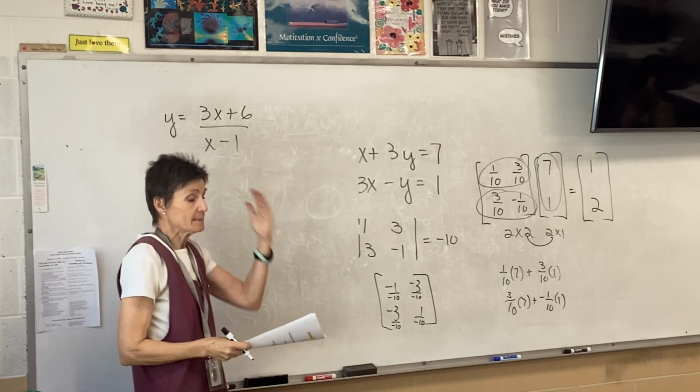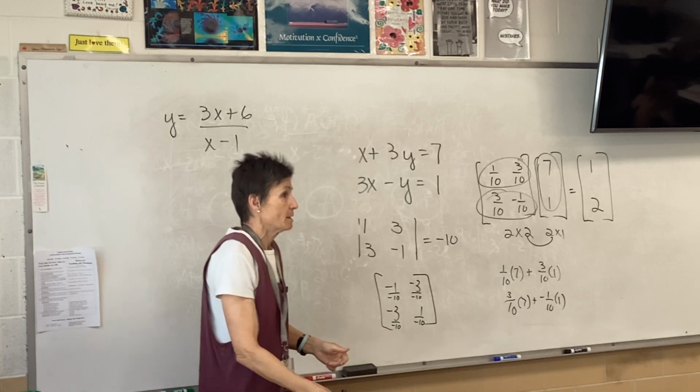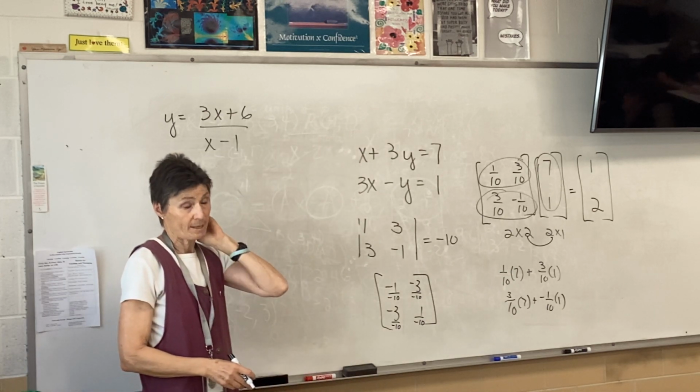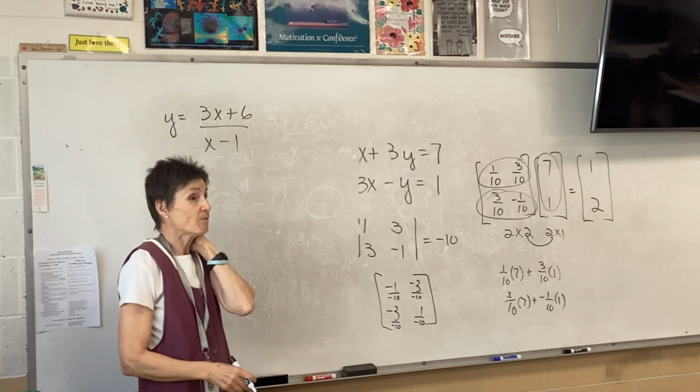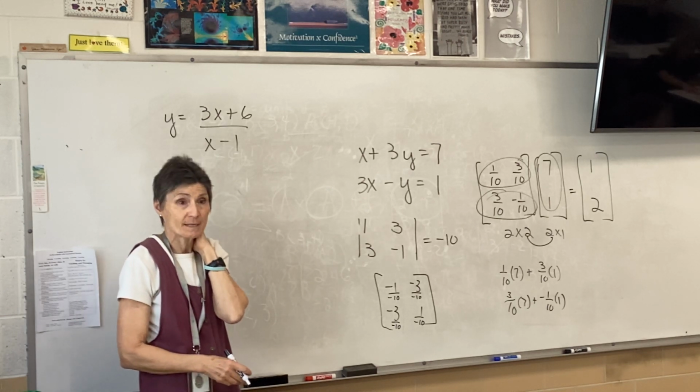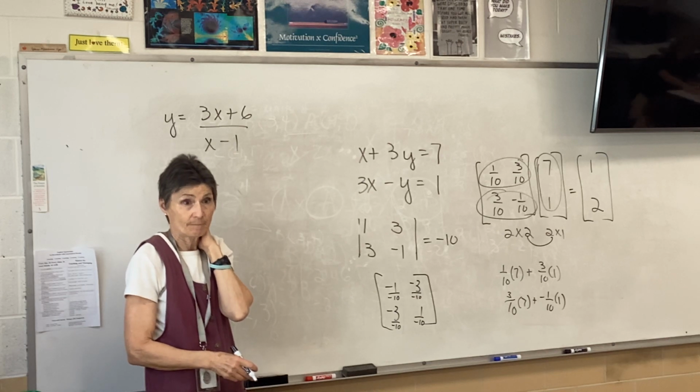Okay, that immediately tells me I'm not gonna have any holes. Because how do I get holes in my rational functions? How do I get holes? I cancel. And there's no factoring to be done, so there's not gonna be any canceling to be done.